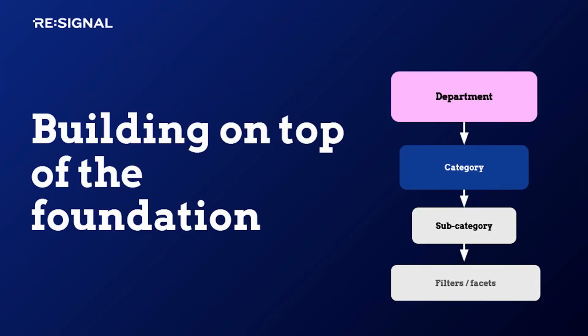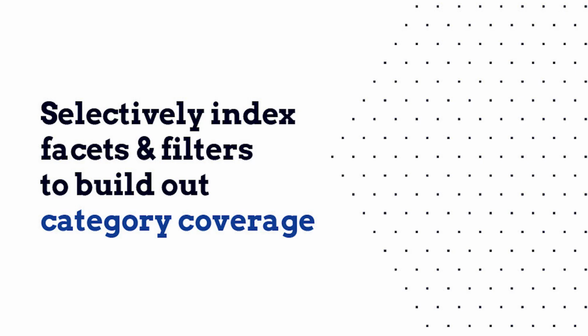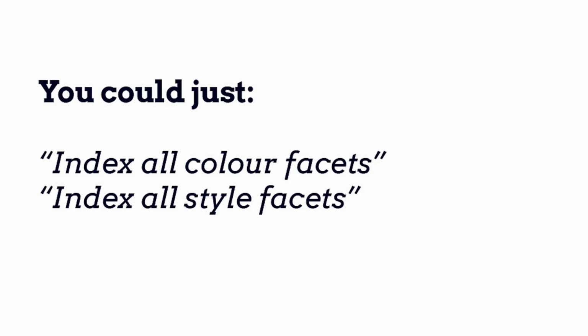So building on top of this foundation, one of the things that we could do to build on top of, say, our important categories and subcategories, to build out category coverage for where it actually matters, is to selectively index facets and filters. So what I mean by that is not saying, you can do this if your site's small enough.